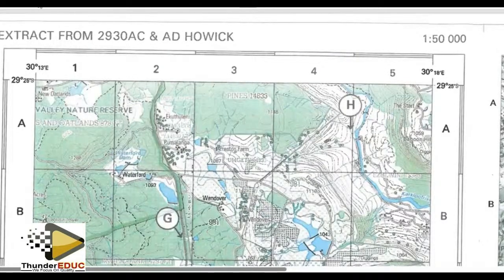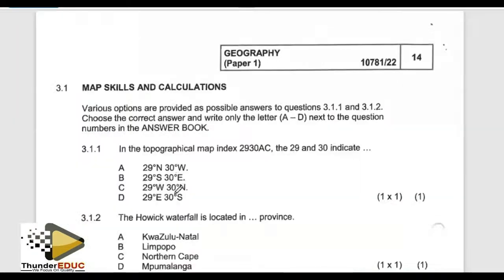And as you can see, 29 shows a latitude and 30 shows a longitude. I know the latitudes are numbered south, longitudes increase to the east. So which means the answer for this case will be 29 latitude and 30 longitude, which is B.